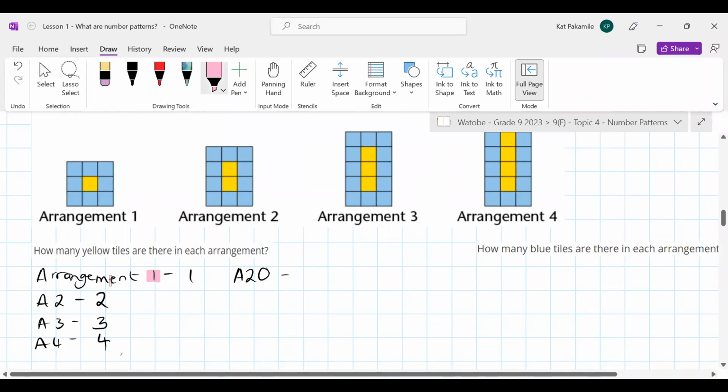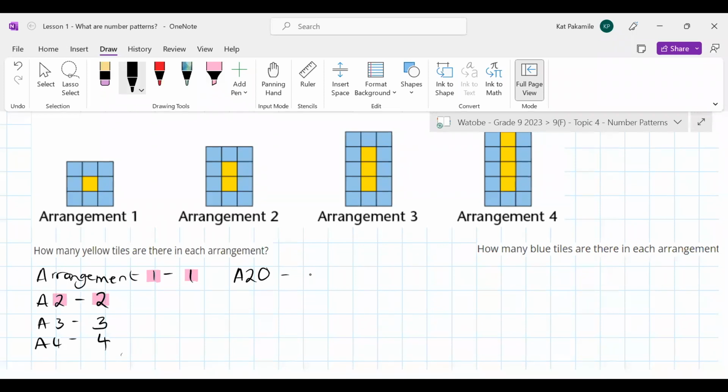Arrangement 1 has 1 yellow, and 2 has 2 yellow. Do you see the pattern? 20. There we go. That's what I want you guys to recognize. So arrangement 20 would have 20 yellow tiles. Superstar. Thank you, Tando. I love how you did that.